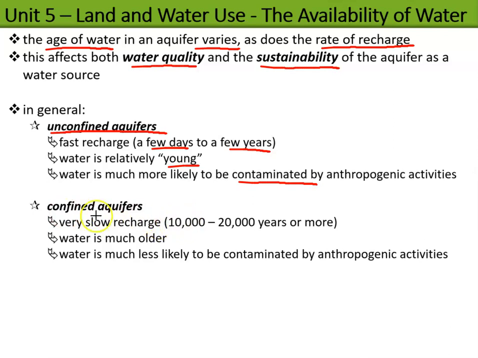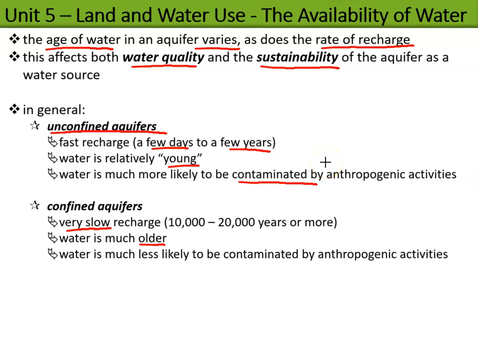Now, confined aquifers have a very, very slow recharge, sometimes on the order of 10,000 to 20,000 years or more for water to percolate down from the surface into the aquifer. So as a result, this water is much older. Now, that doesn't mean that it's stale. What it means is that it's incredibly clean and fresh.